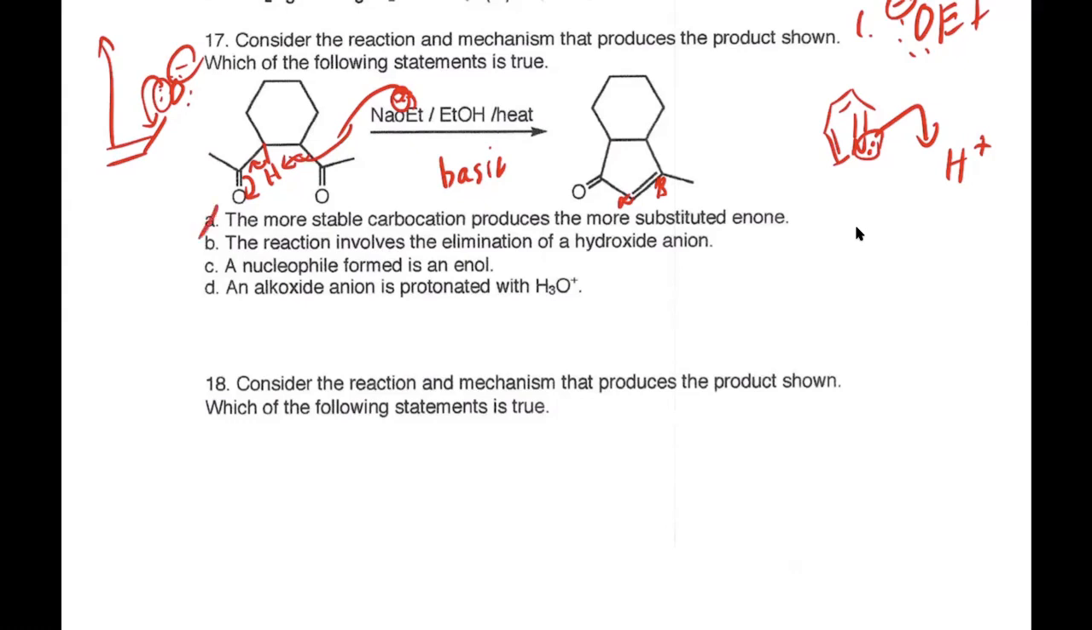I mean, firstly, because it's under basic conditions, but also you're going to have deprotonation and you're going to form this, what is that called? The enolate, okay? And then the reaction involves the elimination of a hydroxide anion. Okay, I'm starting to like that option choice. A nucleophile formed is an enol.